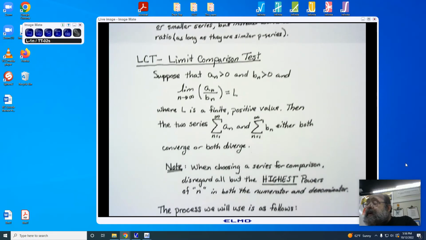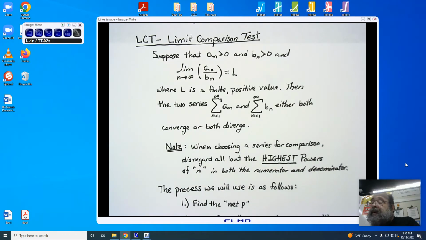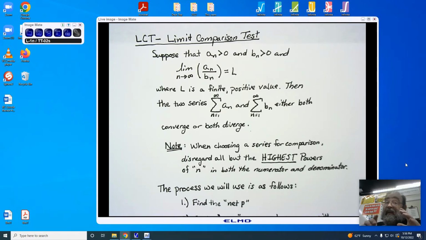Now, when choosing the series for comparison, you are going to disregard all but the highest power of n in both the numerator and the denominator. We're going to get rid of coefficients and we're going to get rid of sums of lower values of n. Problem is, we have to keep things that aren't involving a P series.